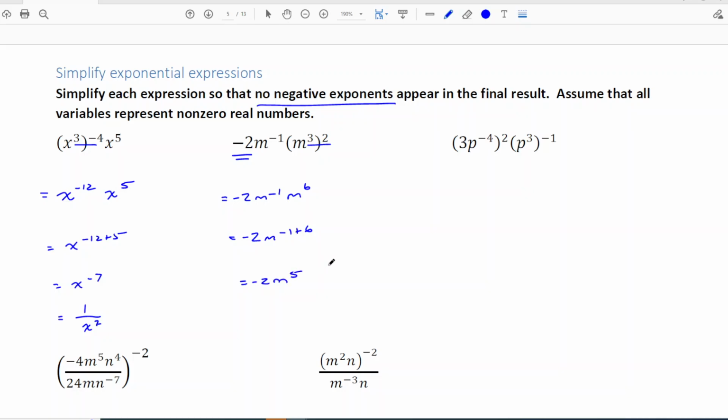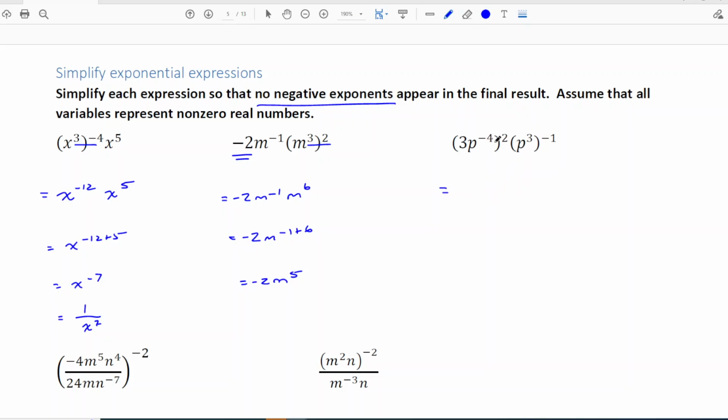No. I don't have any negative exponents. I never had to deal with my negative exponent because it just got absorbed in the m to the 6. And this negative coefficient is fine. It's not a negative exponent, it's a negative coefficient. All right, moving on to the next one.